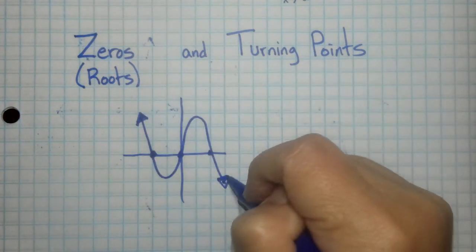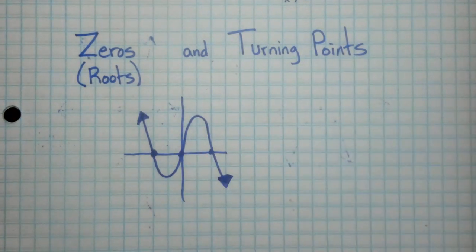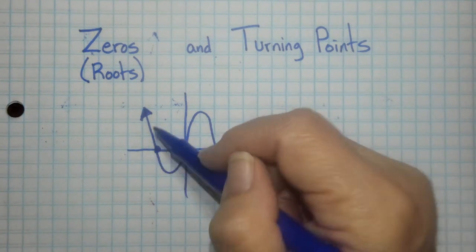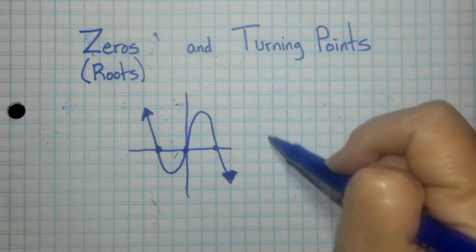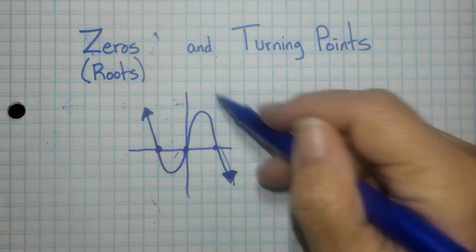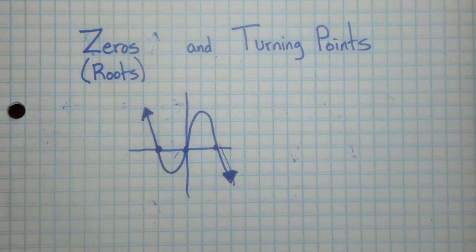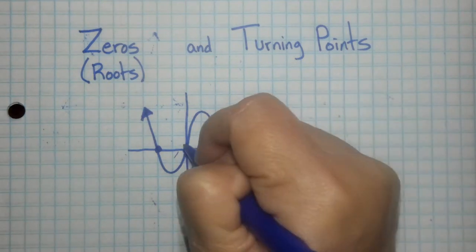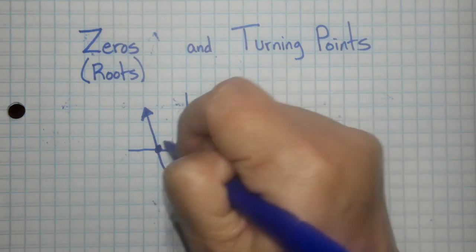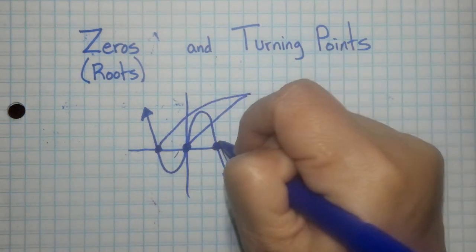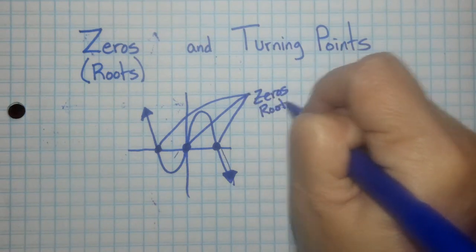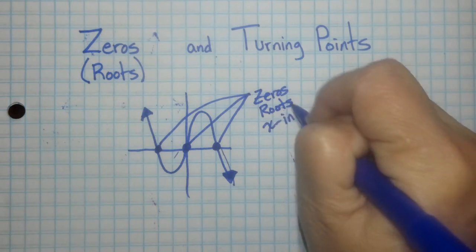Then it's going to do this at both ends, right? Might start off looking like a sine function, but it's not a sine function because a sine function would keep going up and down. This one's going to have ends. All right, so when I say the zeros, what do I mean? I mean these 3 points right here. Zeros, also known as roots, also known as x-intercepts, right?